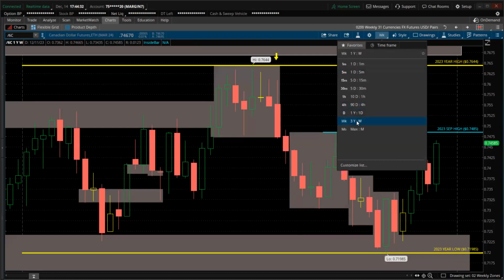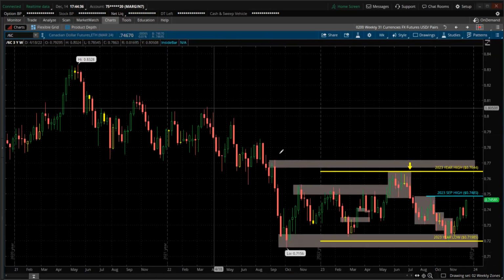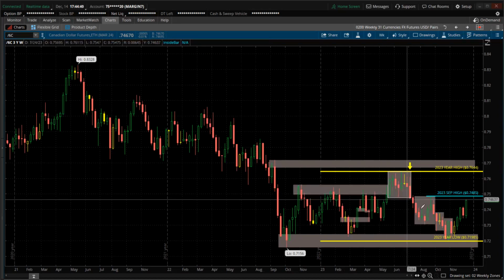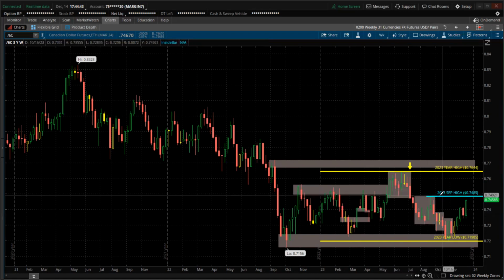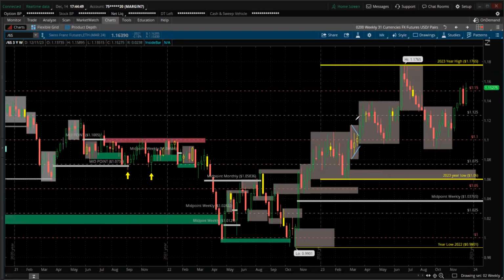Canadian dollar. Here's the low of last year. Here's the high of last year. And we're still inside that range. Coming up to a swing point right here. So the Swiss franc, one of the safe haven currencies. Go to the low of last year.